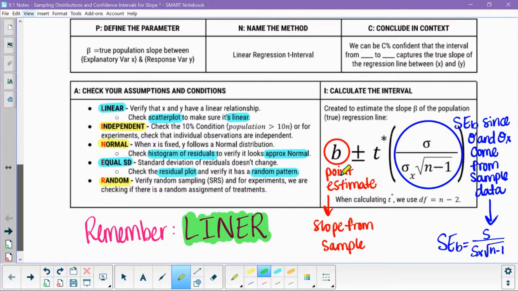Now, for the actual calculation, it looks pretty similar to what we've been doing. We have a point estimate plus or minus. The second half is still going to be called our margin of error. It is a critical value.